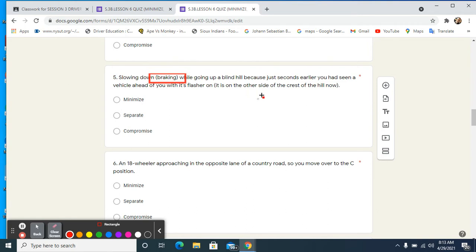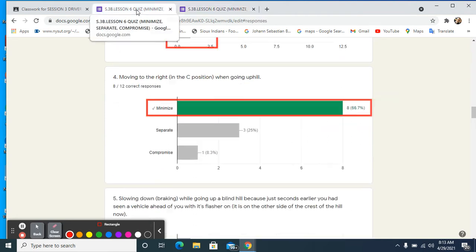So we could expect it to be going very slow. It is on the other side of the crest of the hill now, so we can't see it, but we know it's there, and we know it's going to be going slow, and we want to really bring our speed down. This would be a situation of separate. We're definitely not going to go around him, okay, until we get over the hill. So let's see how we did on number 5.